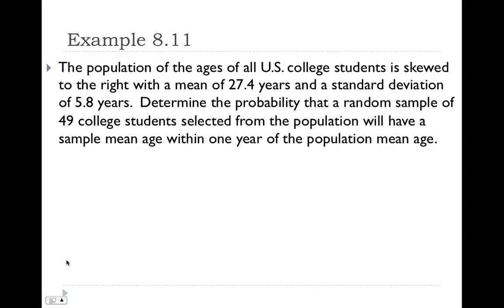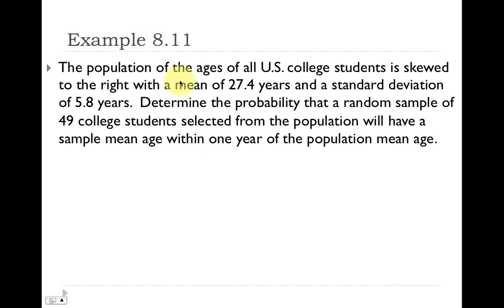Okay, the population of all ages of U.S. college students is skewed to the right with a mean of 27.4 years and a standard deviation of 5.8 years. Determine the probability that a random sample of 49 college students selected from the population will have a sample mean age within 1 year of the population mean age. Again, we see that word within. So we have to do a little bit of work here.